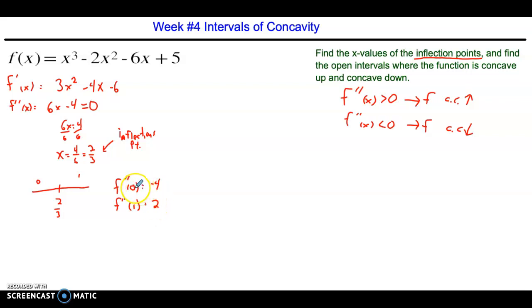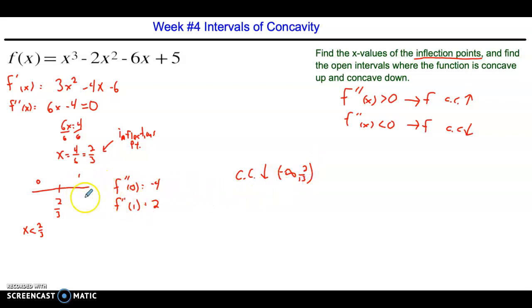When we tested 0, it was on this side of our inflection point, meaning x values less than 2/3. This test number made our second derivative negative, so that means our function is going to be, I'm just writing it shorthand to keep this video quick, concave down for all the x values less than 2/3. In interval notation, going from negative infinity up to 2/3.